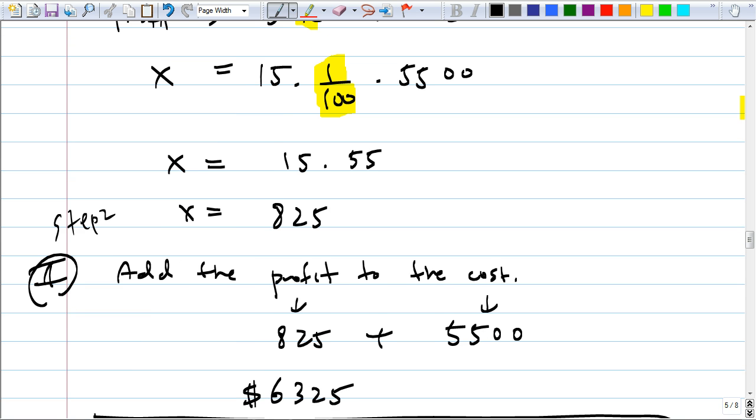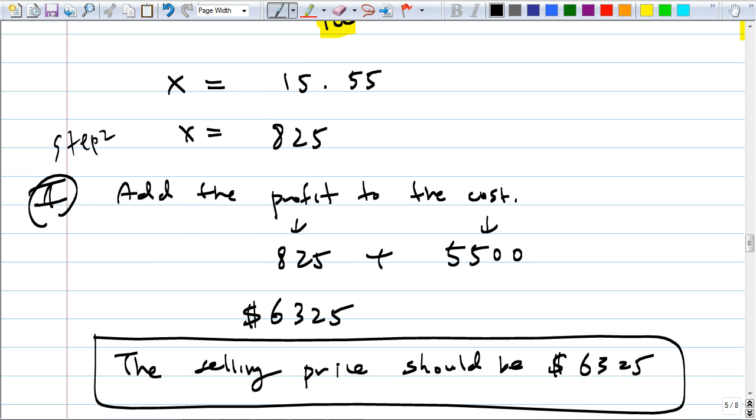The answer comes out to be 6,325. That makes sense, right? So you better sell your car for $6,325. Otherwise, you will not be making 15% profit, right? So here's the answer. The selling price should be 6,325. Okay, please don't forget that last step. The answer has to make sense, right? If they're asking you to figure out how much you have to sell the car for, don't write down $825. Do you understand? Okay. So, good. Any questions? Okay, good.